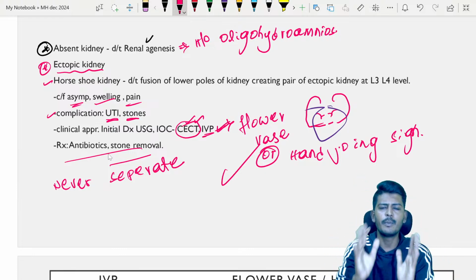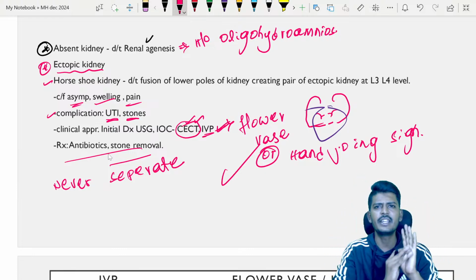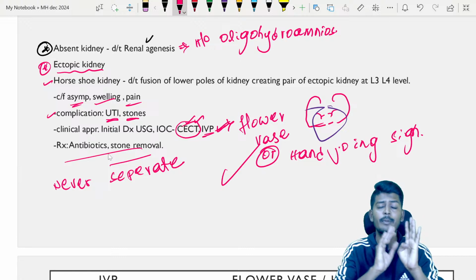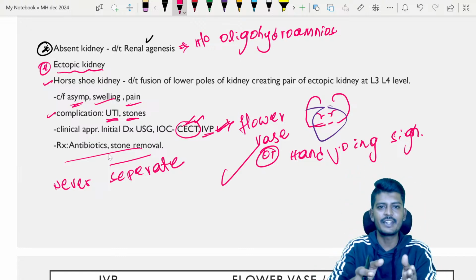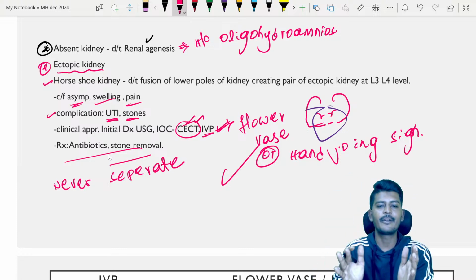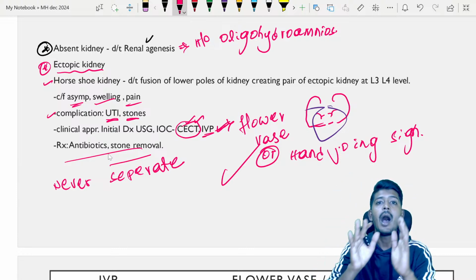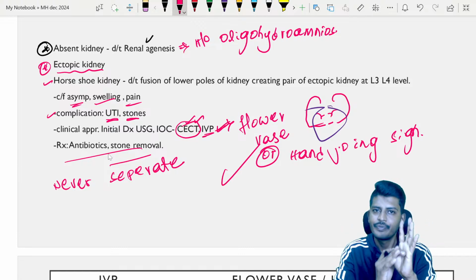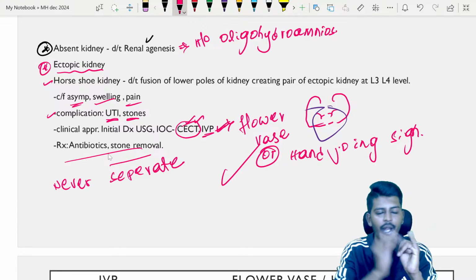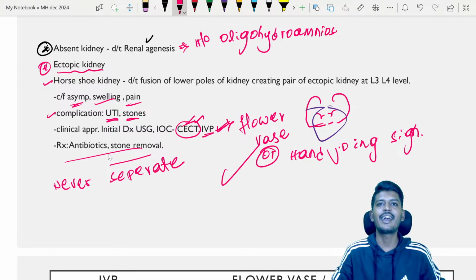Which of the following is most suitable for this patient? Full history is given, image of the flower vase appearance is given, and all of the following are most suitable except: option A antibiotic, option B CECT for investigation of choice, option C remove the stone, option D separate the isthmus. The answer is separate the isthmus.